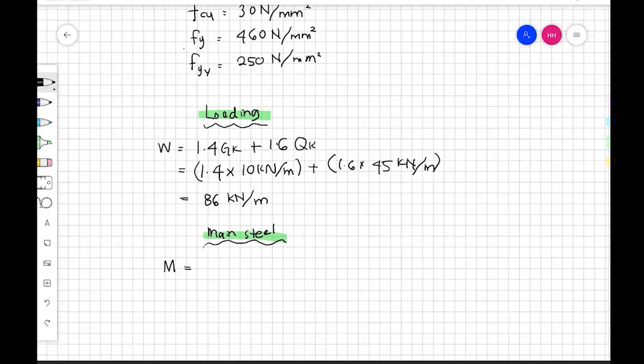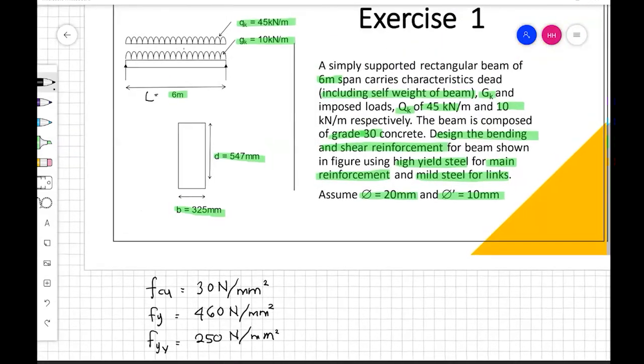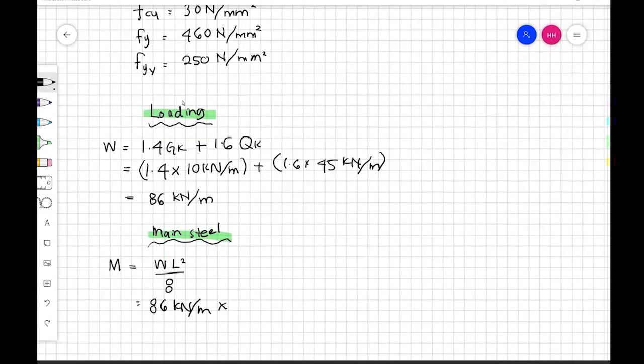M. The formula again, it is WL square over 8. So W, it is 86 kilonewton per meter times the length given in the question, it is 6 meter here. So ambil je 6 meter ni. Here 6 meter and power of 2 we divide by 8. Right. Good.